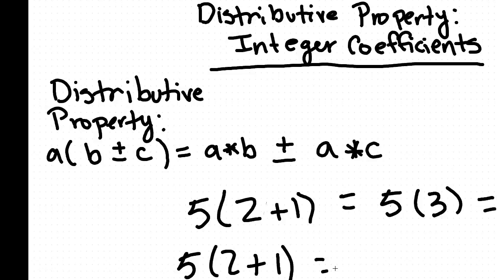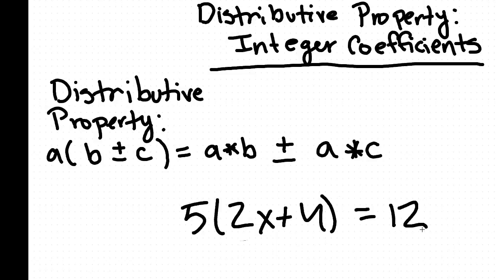Using the distributive property, we would get 5 times 2 plus 5 times 1, which is equal to 10 plus 5, which is also equal to 15. We get the same answer. Well, if you get the same answer either way, when would you use the distributive property?